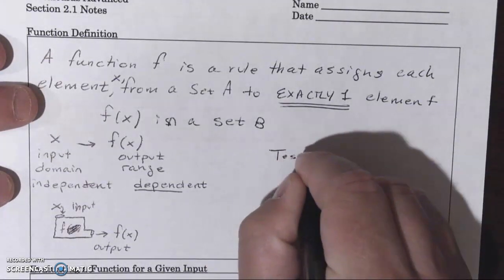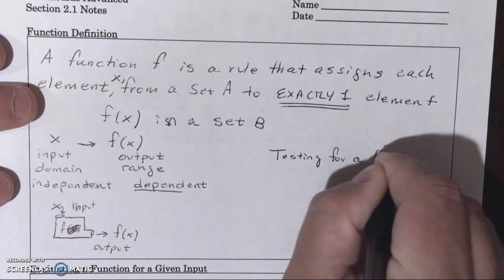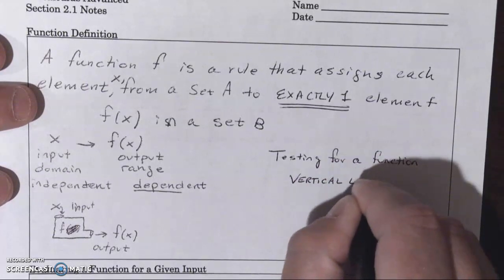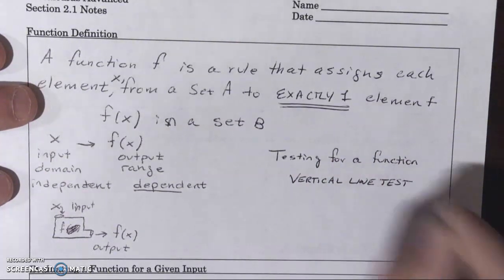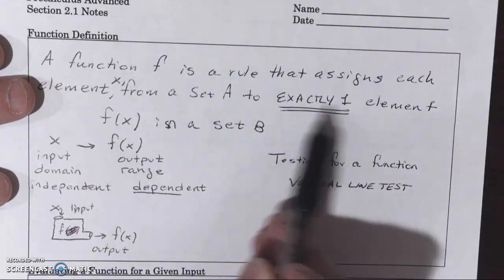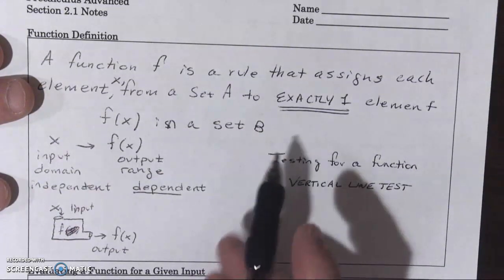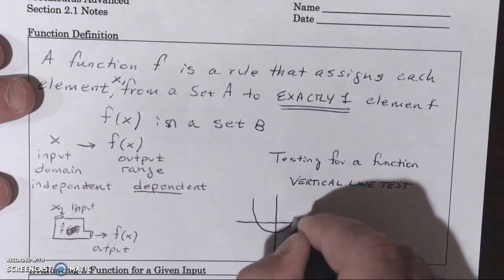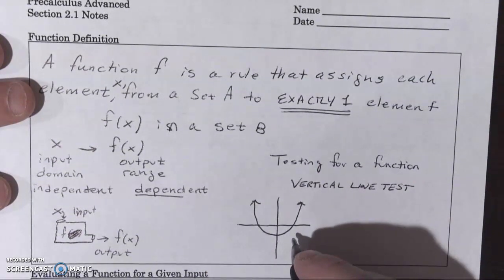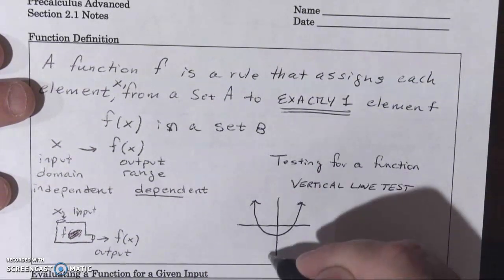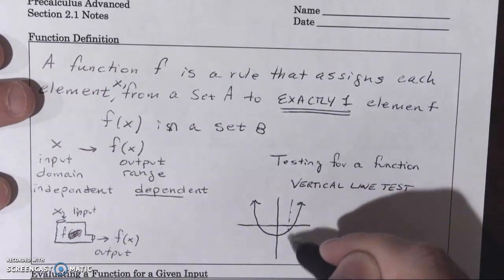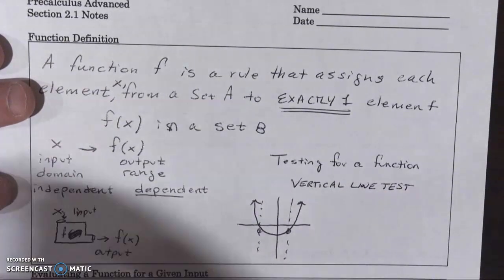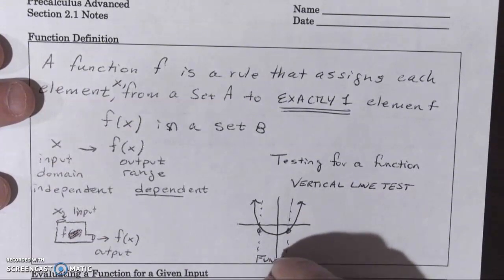So if you are testing for a function, as you guys have learned in the past, we will use the vertical line test. The vertical line test basically tells us if there is only exactly one element in that second set, only one output for every input. So a couple different looks at this. If we drew what would be a parabola, this would be a function. Okay, you can draw any vertical line through this and it will only hit this function at one spot. Okay, so this is a function.